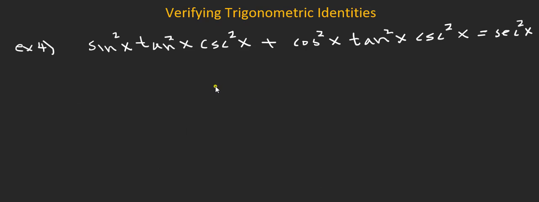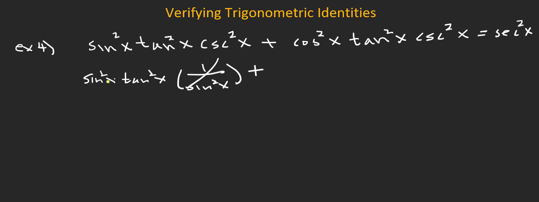All right, let's take a look at example 4. Obviously, the left side looks way more complicated than the right side. So let's try to work with the left side. Let's try to simplify first. Well, you know that sine square x and cosecant square x will cancel out. Why? Because cosecant square x is the same thing as one over sine square x. Okay, so these two will cancel out.